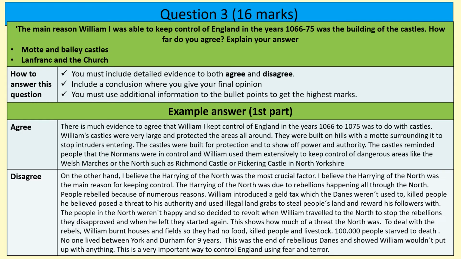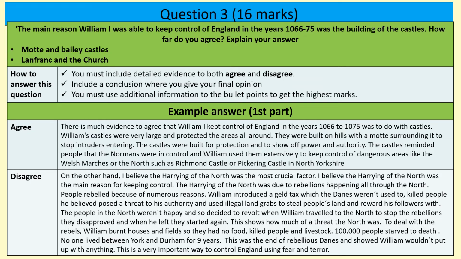William's castles were very large and protected the areas all around. They were built on hills with a moat surrounding them to stop intruders entering. The castles were built for protection and to show off power and authority. The castles reminded people that Normans were in control, and William used them extensively to keep control of dangerous areas like the Welsh Marches or the north, such as Richmond Castle or Pickering Castle in North Yorkshire. So just having a specific example there to back up your points is a really good practice.